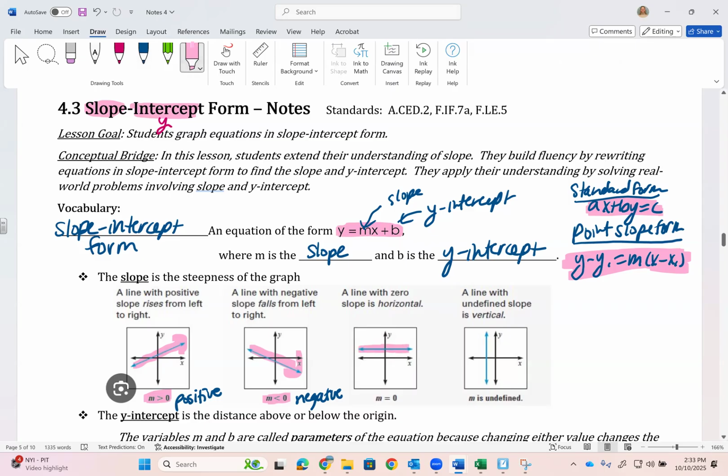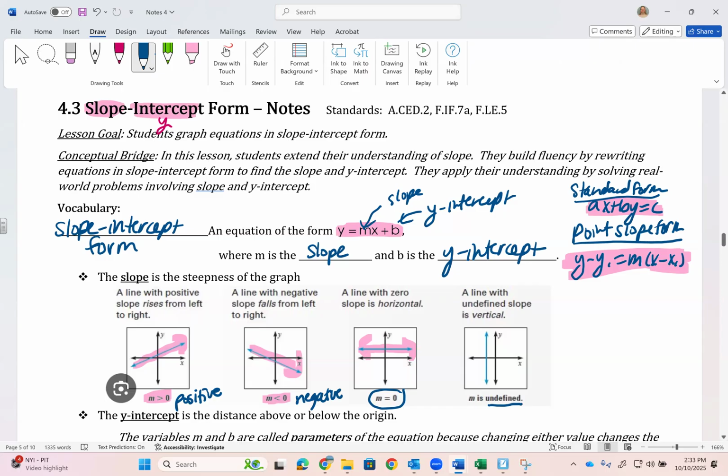If it is horizontal, doesn't go up or doesn't go down, it is numerically 0. And then the most steep line you can have is vertical, and that would be when the slope is undefined. It is infinitely steep. And so how you talk about that numerically is that it is undefined.